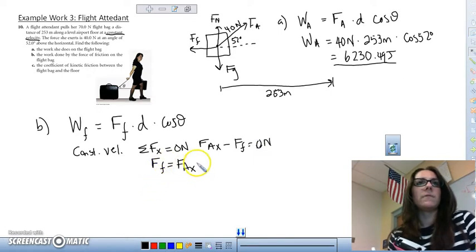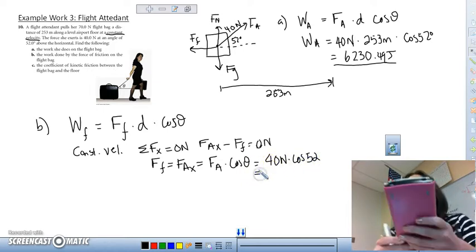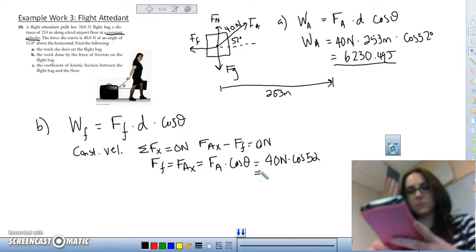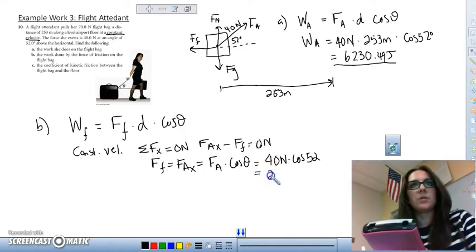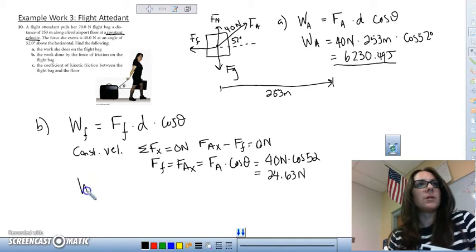With that said, I can find Fax as Fa times cosine of my angle, so I can find the frictional force. That's going to be 40 newtons times cosine 52, which gives me 24.63 newtons. So the work done by friction is going to be the force of friction, which is 24.63 newtons.